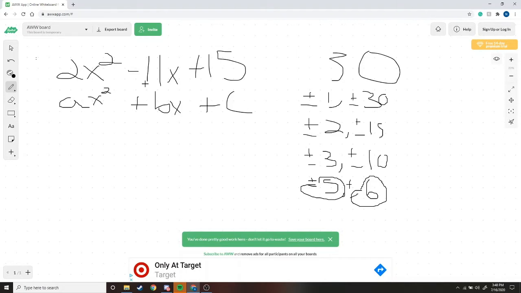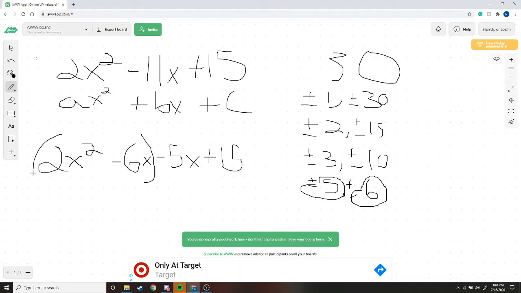You want to place the numbers with a GCF corresponding to them. So, for example, here we're going to keep our 2x squared, and we're going to substitute this 11x with minus 6x and minus 5x plus 15, keeping this the same. So you can see that we've grouped them with numbers that have a greatest common factor. Here you can see that 2 and 6 have a greatest common factor of 2, and 5 and 15 have a greatest common factor of 5. So we're going to group these together in pairs of 2.